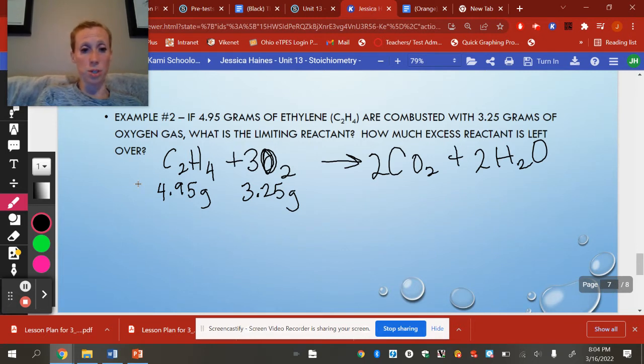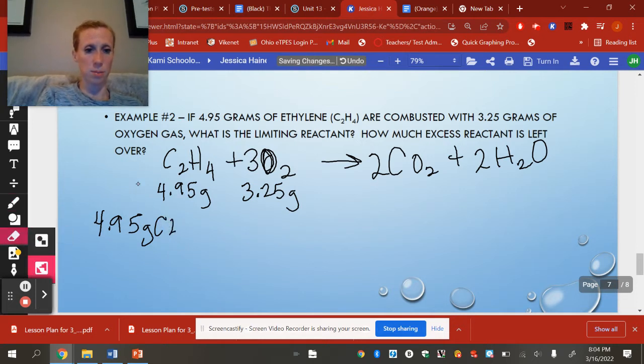So I'm going to do what I did before. I'm going to start two bridges with the two numbers that are given to us. We're given numbers in the problem. Start your bridges with those. 4.95 grams of C2H4.